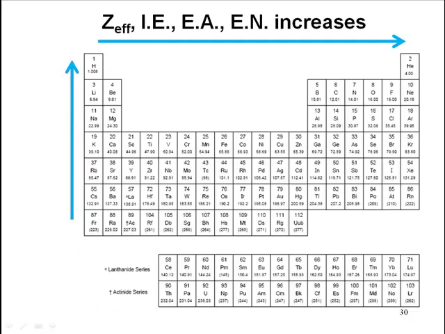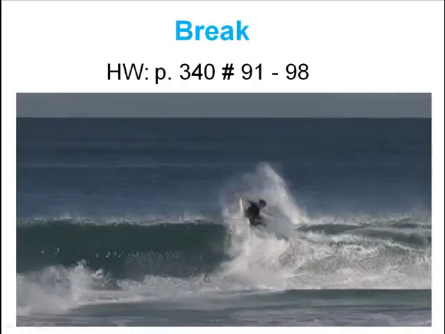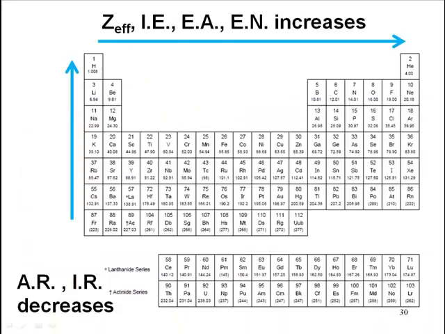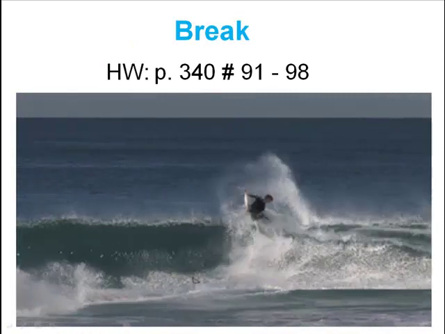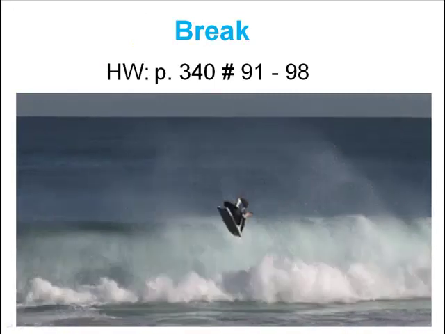So, as you go from left to right, what increases? Okay. So, the AR and the IR decrease as you go left to right. And the IE, EA, and EN increase as you go from left to right and top to bottom in the ZF. So those are the general patterns we saw.